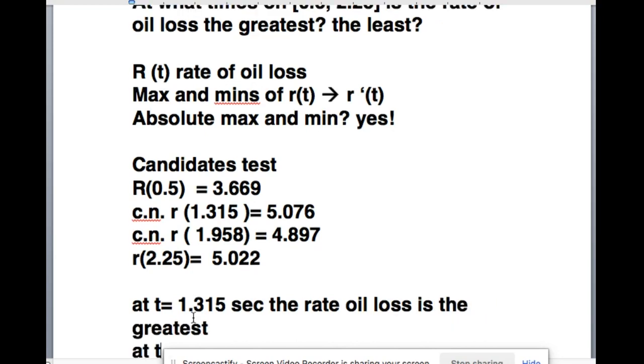And at t equals, looks like it's the endpoint, right? Yes, 0.5 seconds, the rate of oil loss is the least.